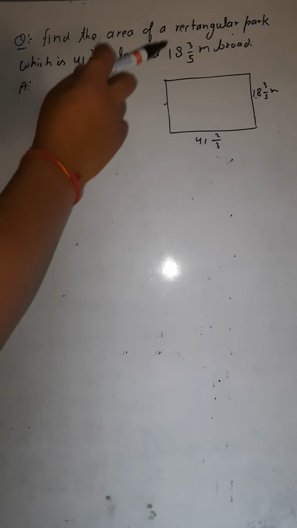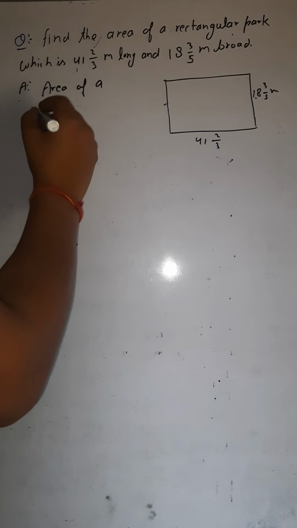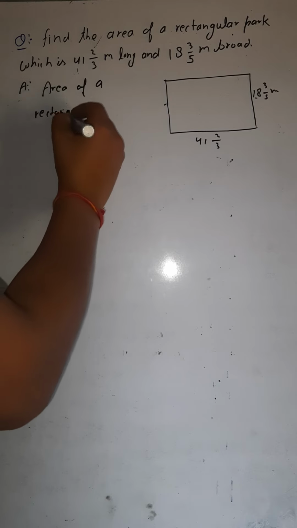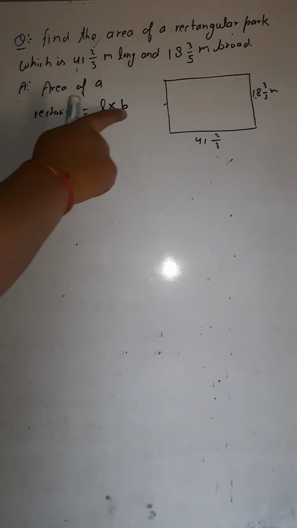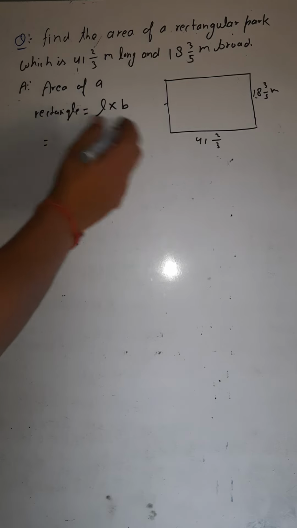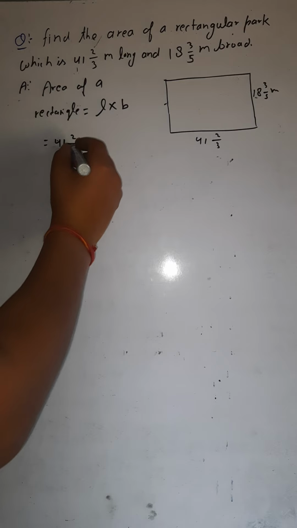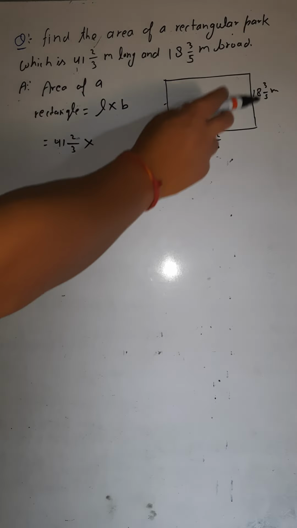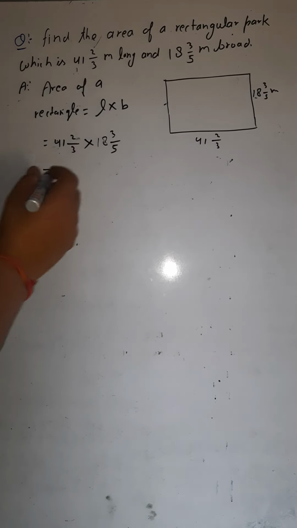So to find the area of a rectangle, we have the formula. Let me write it: area of a rectangle. What is the area? That is length multiply breadth. If you are multiplying these two, you would be getting the area of the rectangular park here. Okay, so again, what is the length here? Length is this 41 whole 2 by 3 multiply. What is the breadth? That is 18 whole 3 by 5. Okay. Now just solve this.